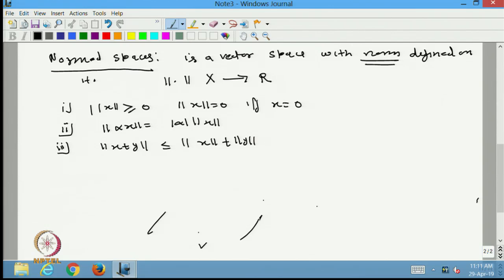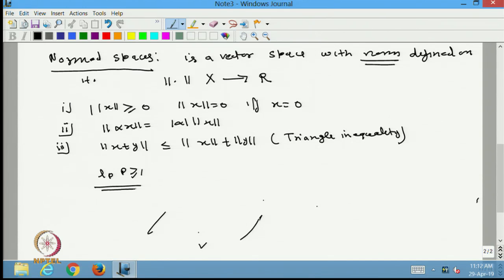So, the norm satisfies these three properties. The first property is that the norm of x should be greater than or equal to 0, and the norm of x is equal to 0 if and only if that element itself is 0. The second property is for alpha, any real number, the norm of alpha x equals the absolute value of alpha times the norm of x. The third property of a norm is called the triangle inequality.